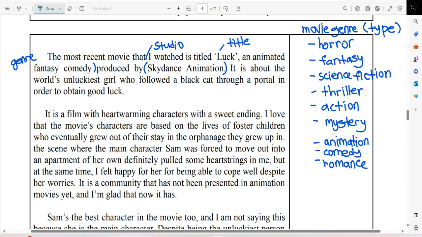All right. It's really important for us to remember one thing when we are writing reviews. Reviews, like I said earlier, are about what we like and what we dislike.